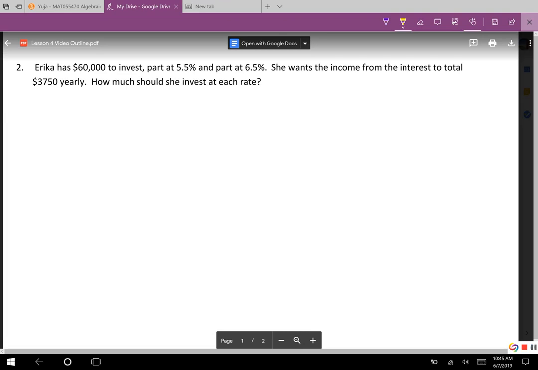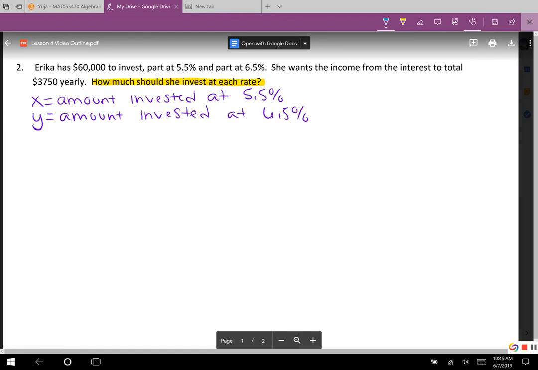Let's take a look at example 2. In this problem, Erica has money to invest. She's putting it in a 5.5% account, a 6.5% account. We're given the income from interest. Here's our question. How much should she invest at each rate? So I'm going to let X represent the amount invested at 5.5% and Y is the amount invested at 6.5%. So now I have to read the problem again. I've got two unknowns. That means I have to write two equations.